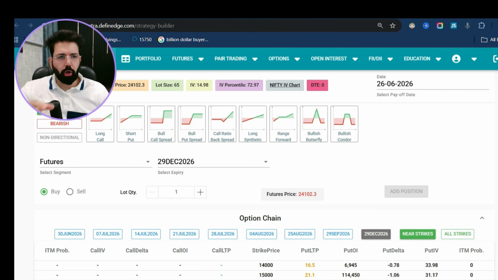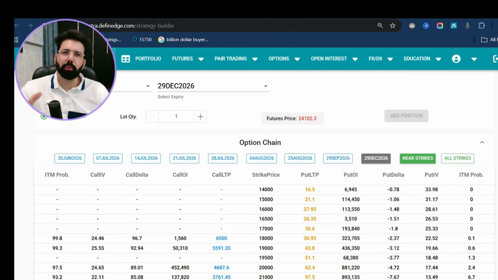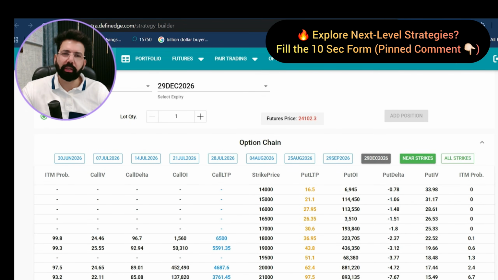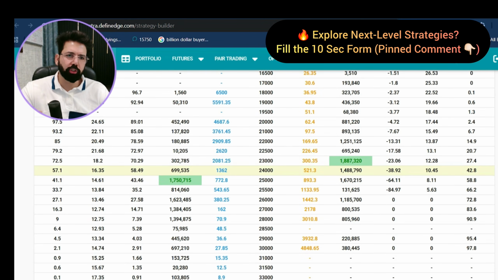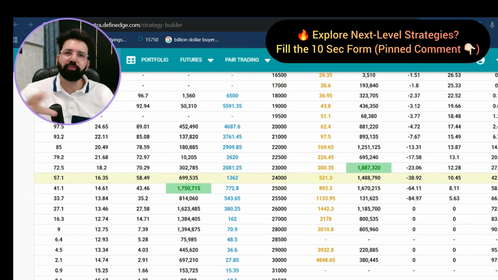So here we are on the option simulator. I have selected the December series. You can use Sensibull, Opstra, any of your platforms. It does not matter. What matters is the strike selection. First things first, I'm only going to focus on the 1,000 strikes. Why 1,000 strikes? Because I'm trading December. That is a far out month.